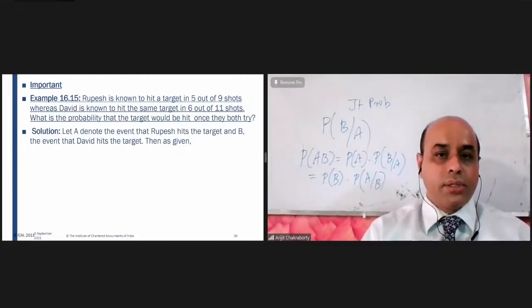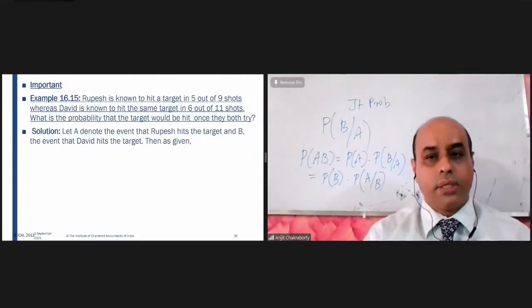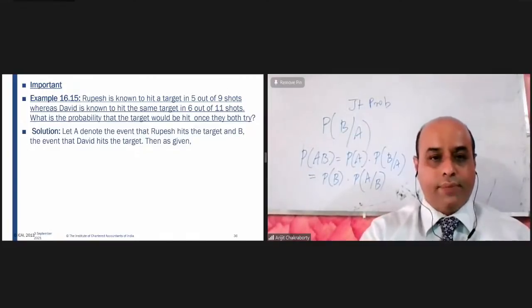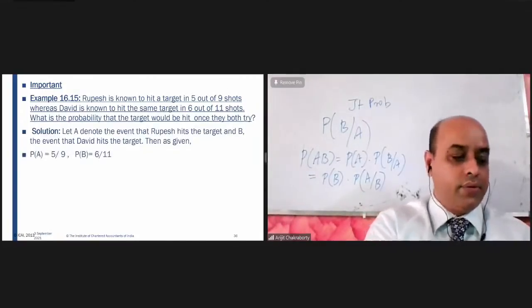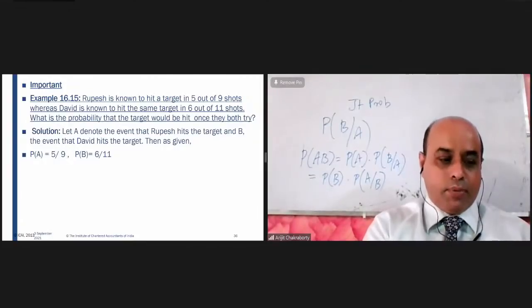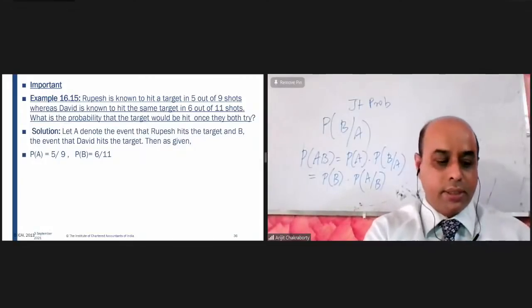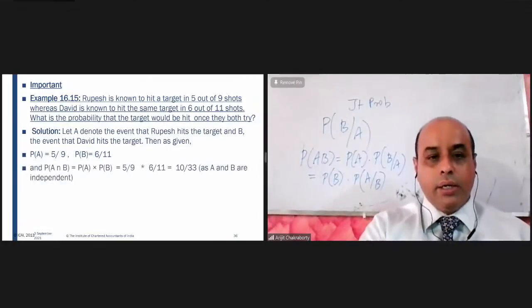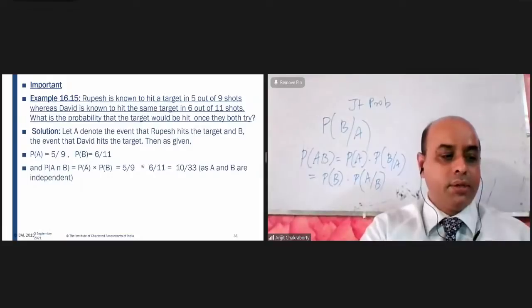Now, Rupesh is able to hit a target in 5 out of 9 shots, and David is known to hit the target in 6 out of 11 shots. What is the probability that the target would be hit once they both try? So here you can see, if we assume that the probability of Rupesh hitting the target is P(A), the probability is 5 by 9. The probability that David hits the target is P(B), it is 6 by 11. Fine, very good. Now, here the question is P(A intersection B) we have to find.